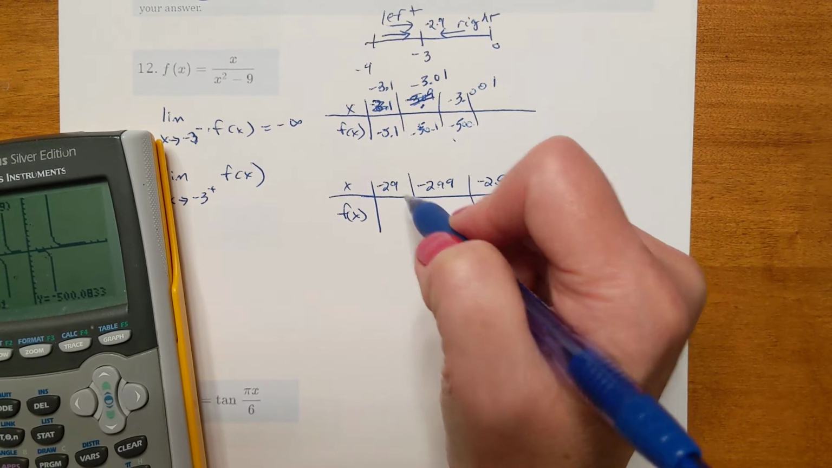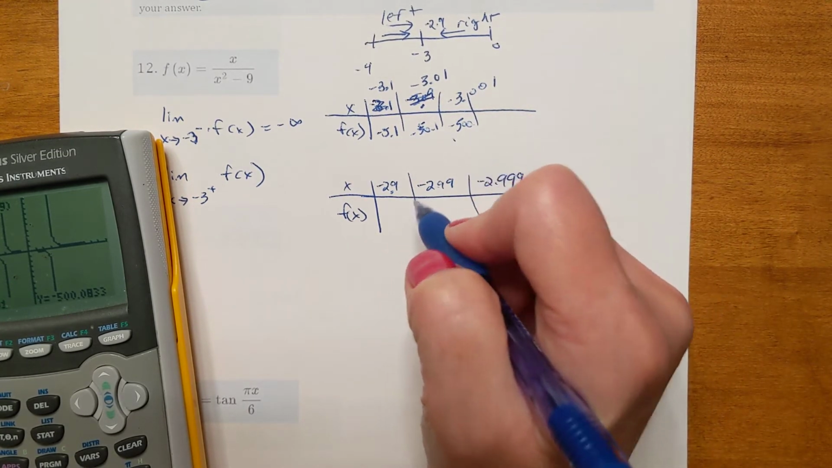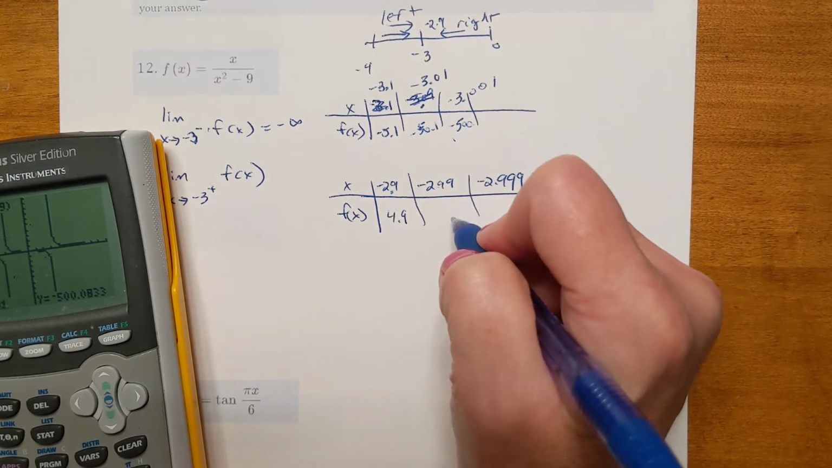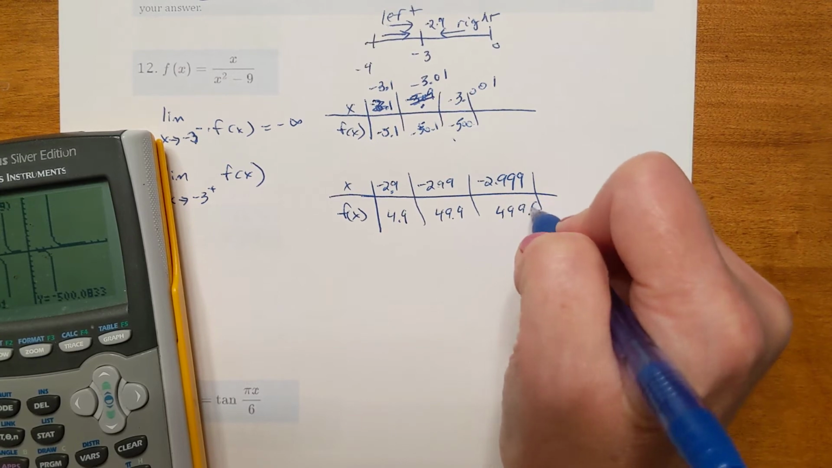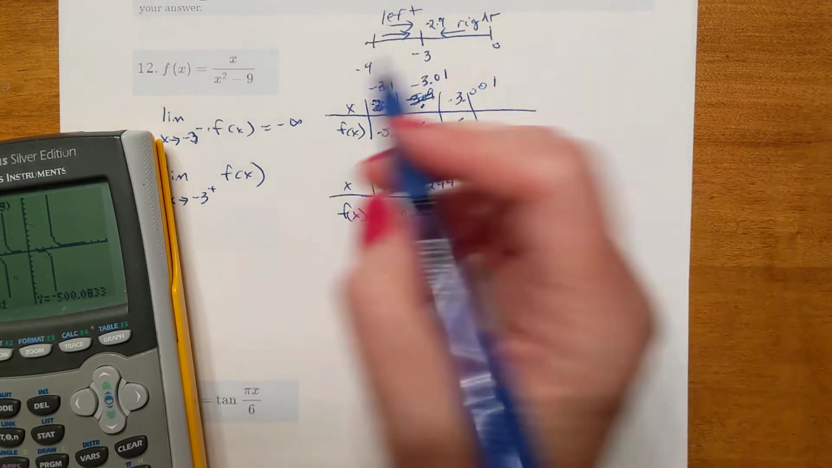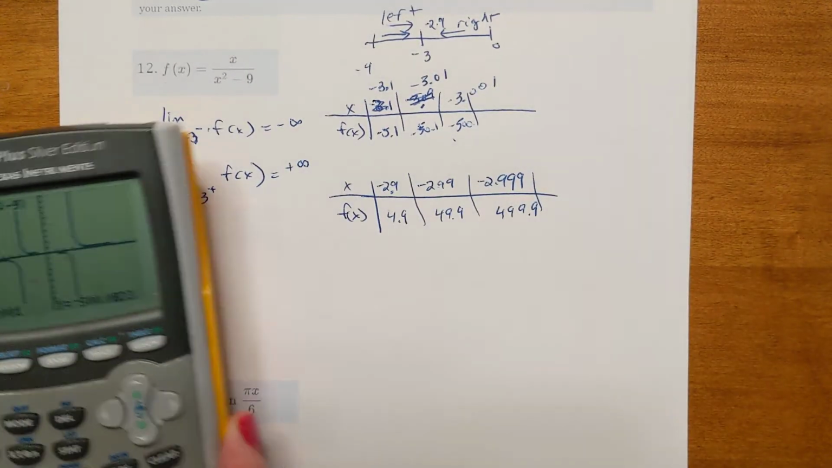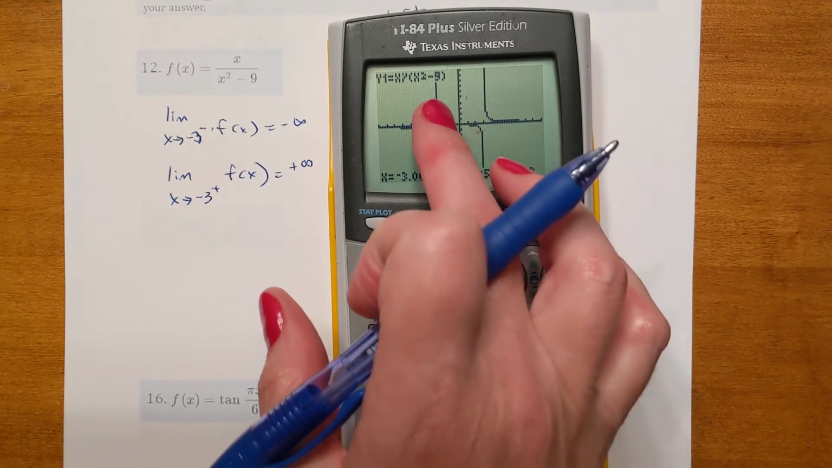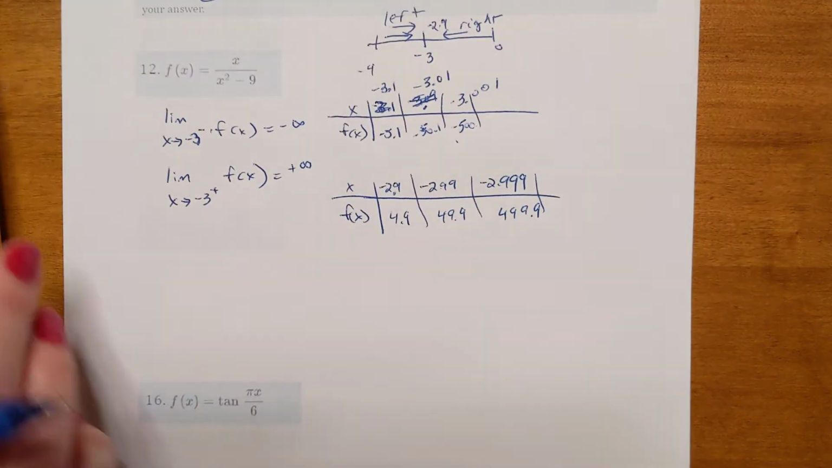And if you plug these numbers in the calculator, -2.9, you get 4.9, and then 49.9, and then 499.9. So it's increasing, and it's going to positive infinity, which is what we saw on the graph. As it comes in from the right to the number -3, it's going up to positive infinity.